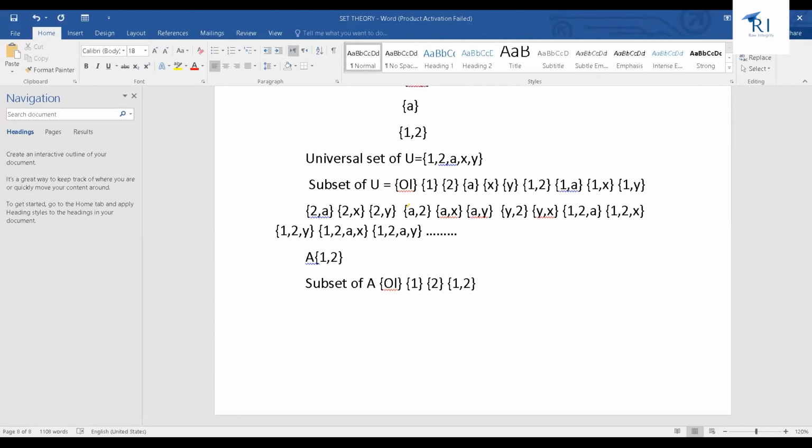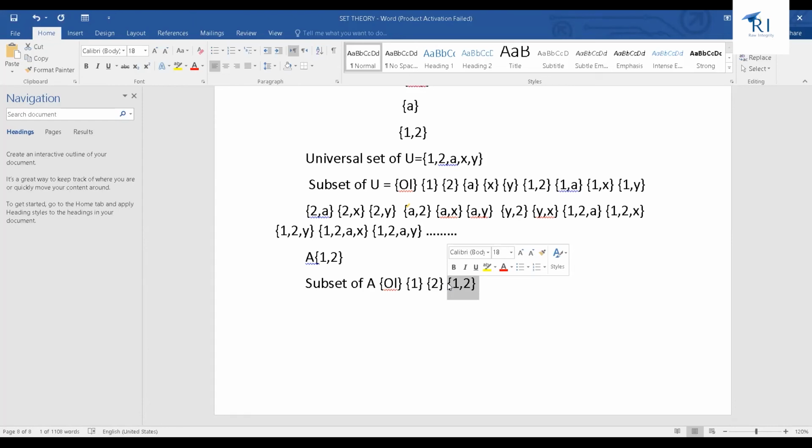Okay, set A is 1 and 2. We wrote the subsets of set A: null set, 1, 2, and 1 and 2. But according to the formula, it should be 2 to the power n minus 1. So it should be 3, and that's 4 in total. Null set, 1 and 2 is the number of proper sets. That's why it's 3. Those are the proper sets. And 1 and 2 is the improper set. What's an improper set? It's the same set itself. That is an improper set. Okay, got it.